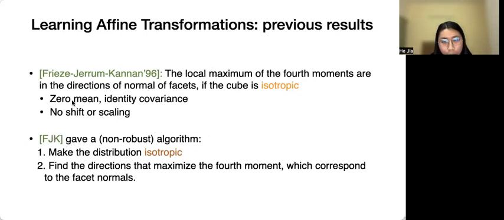In their paper, they gave a non-robust algorithm. We first make the distribution of the samples isotropic. So we estimate the mean and covariance of the samples. Then we use the reverse of the transformation to make the samples isotropic. Then we find the directions of the isotropic samples that maximize the 4th moment, and those directions correspond to the facet normals. Now we recover all the parameters we need.